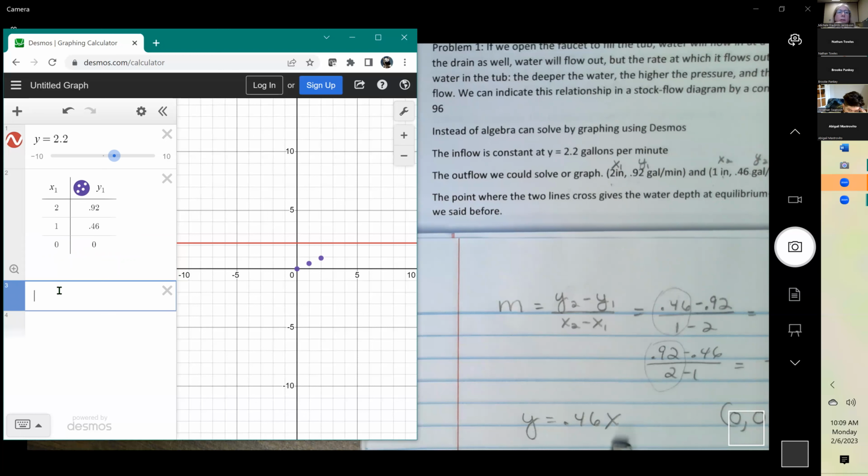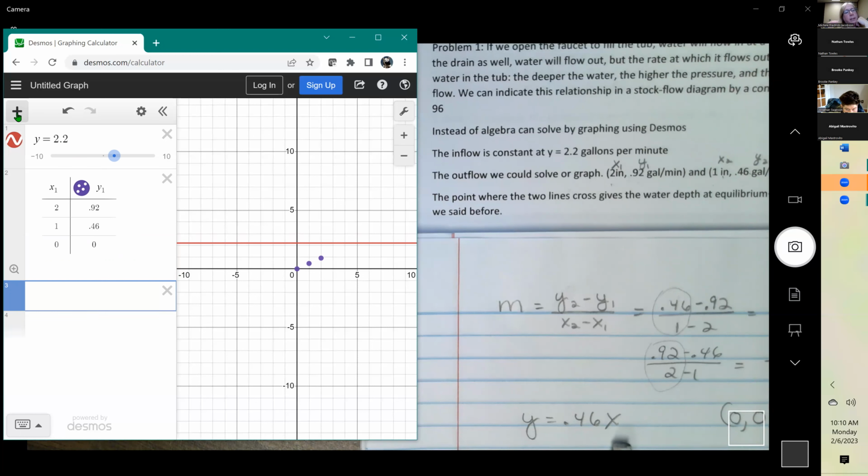Any questions so far? For the horizontal line, that's not letting me go up there. Oh, here it is, 2.2. To get a table, so if you have points and you want to draw the equation, because we want to see where this is going to hit the red. That's where the equilibrium is.